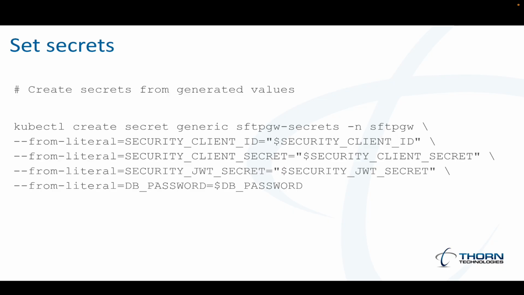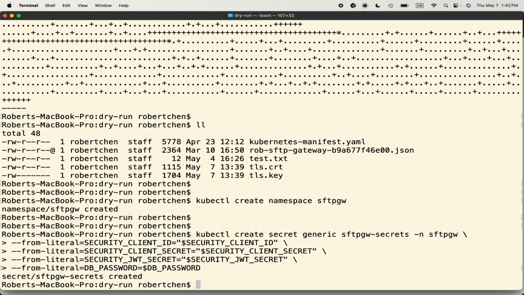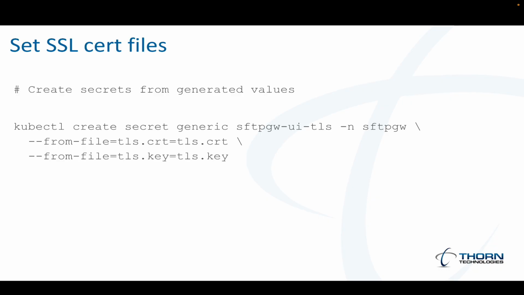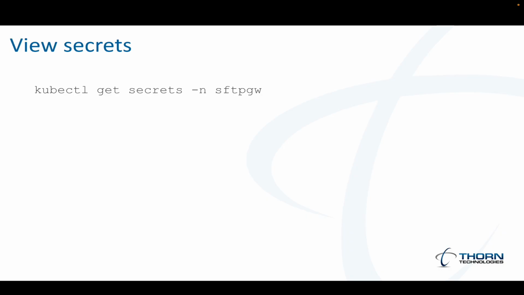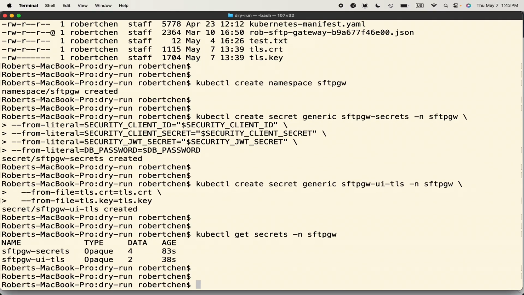Next, I'm going to take the secrets that we generated and then pass them into Kubernetes. We're also going to pass in the self-signed SSL certs into Kubernetes, but instead of passing in password strings, here we're passing in files. And then we could check with kubectl to verify that our secrets were created. And kubectl is not going to show the actual secrets. It's just going to say that they exist.